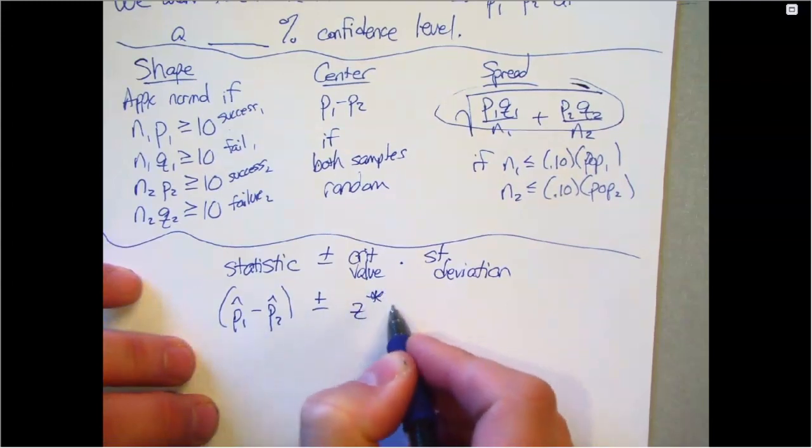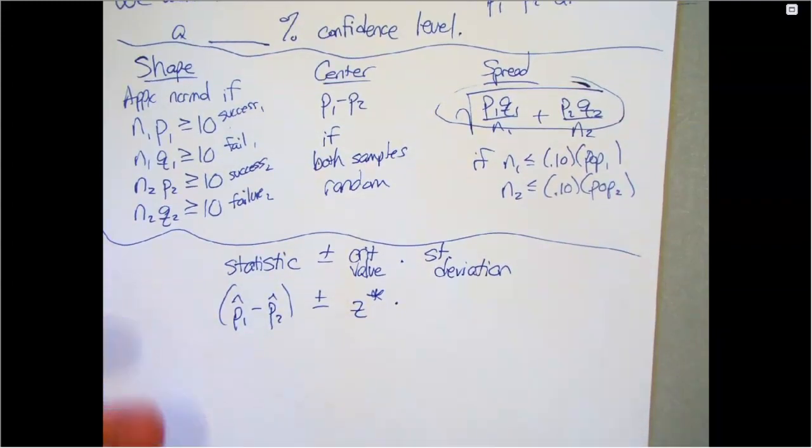Z star, your critical value. Found the same way. That's the inverse norm.